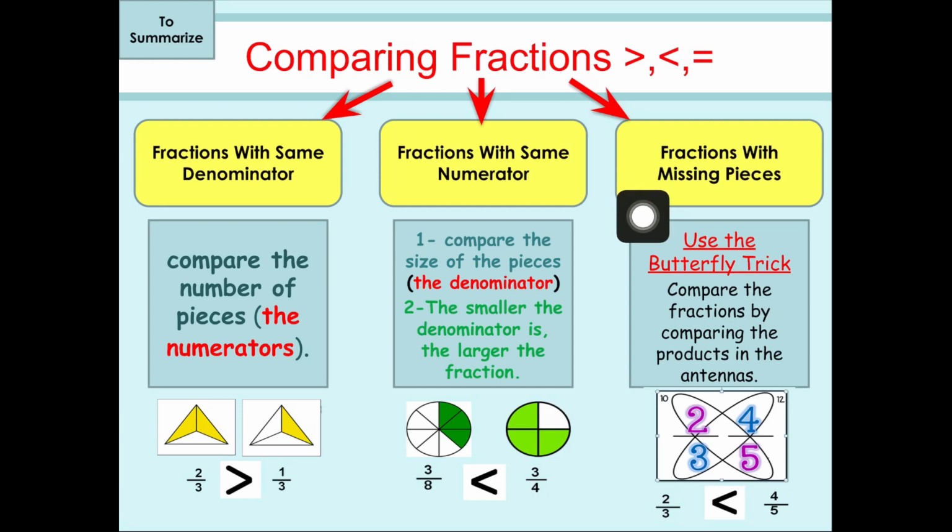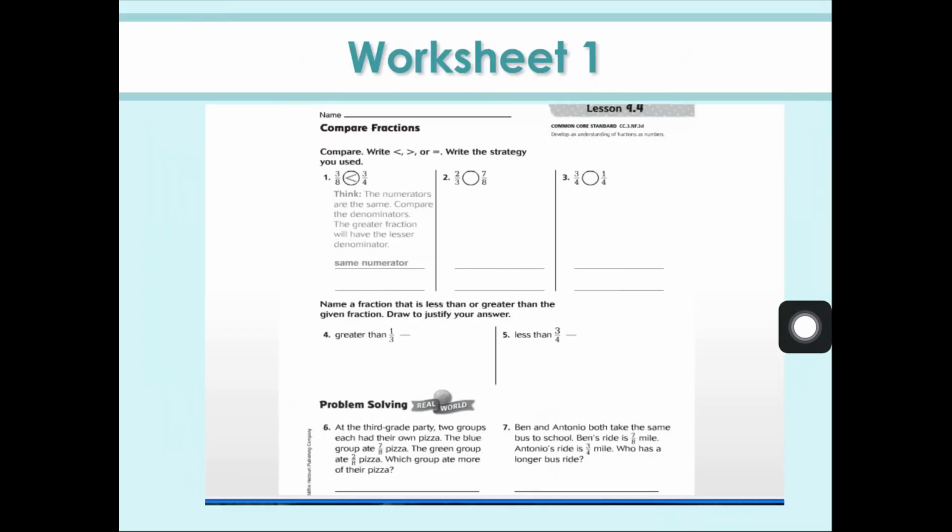All right, and then we looked at fractions with missing pieces using the butterfly trick. We create the antennas, and whichever antenna is bigger means the fraction next to it is greater than the other.